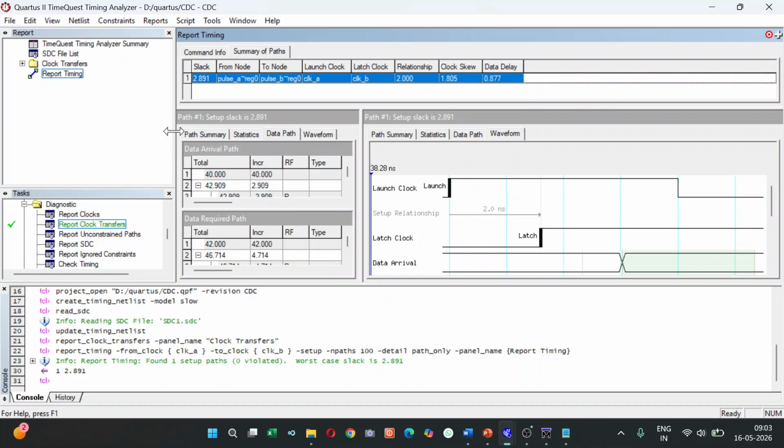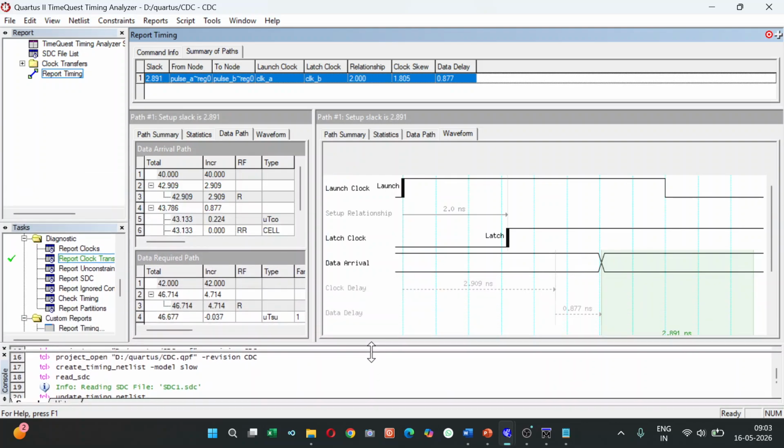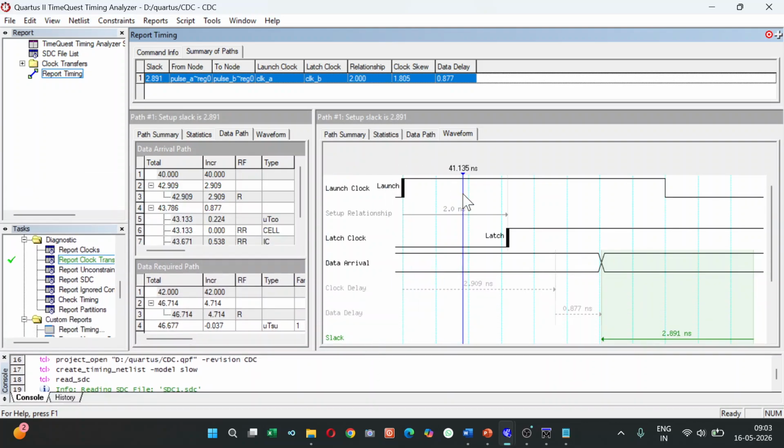So here is the mathematical proof of timing glitch and clock domain crossing in the TimeQuest analyzer. I will explain why it is an effect of CDC. You can see the data arrival path is 14 nanoseconds and the data required path is 14 nanoseconds. So the relationship means 42 minus 40 is 2 nanoseconds. This is the time period between clock signal A and clock signal B.